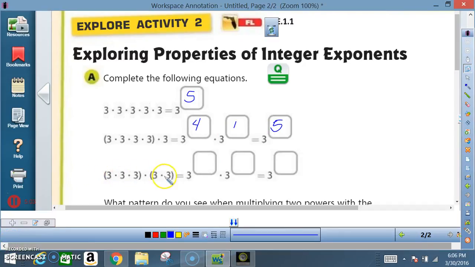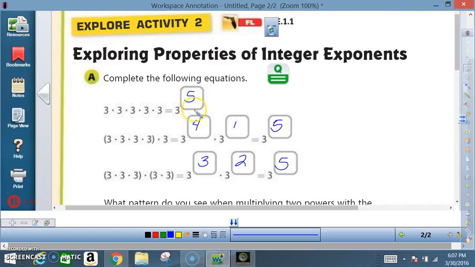All right, let's look at the next set. Here, in parentheses, we got 3 times 3 times 3. So that's going to be 3 to the 3rd power. Here we got 3 times 3, so that's 2 3's. So it's going to be 3 to the 2nd power. How many 3's do we have altogether? 1, 2, 3, 4, 5. So we end up with 3 to the 5th.